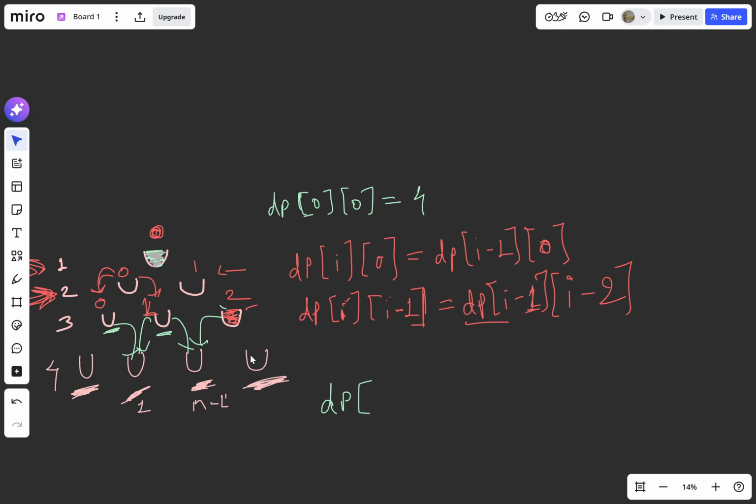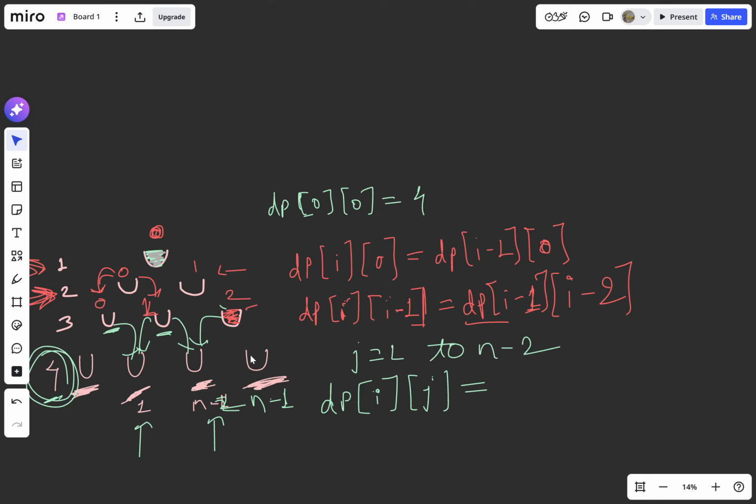We will see it in a code. When we have i and j, j will start from 1 to n minus 1. Means if it is 4, this will be the n minus 1, and n means this will be the n. Currently 4, so I am writing it n only. Then for j, it will start from 1 to n minus 2.